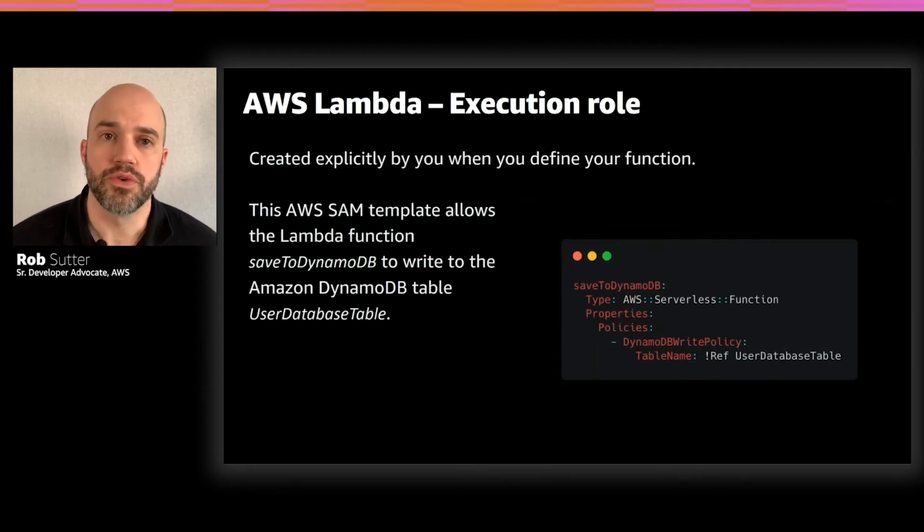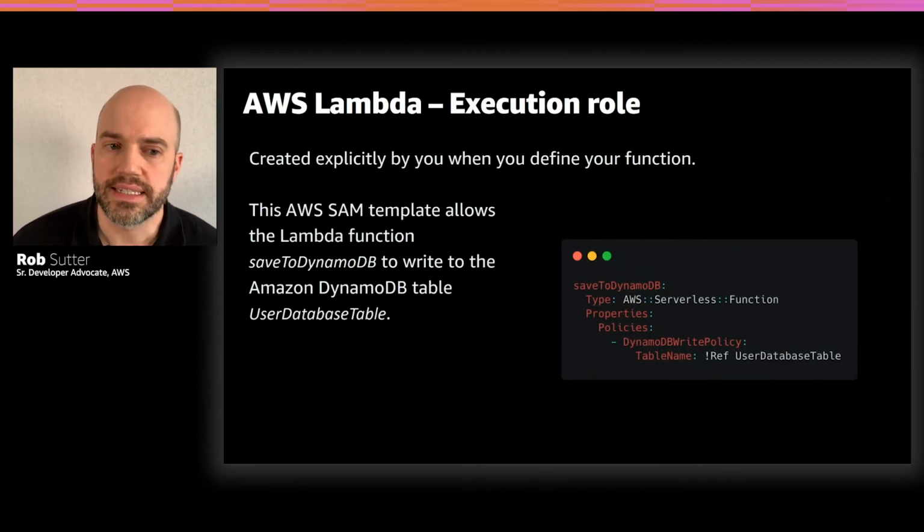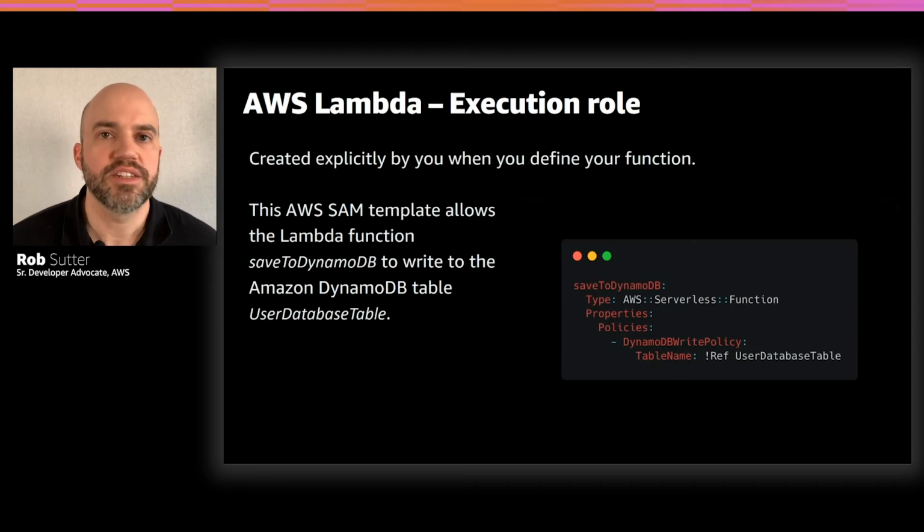On the execution role side, it looks like this. This is one of the managed policy templates that we discussed earlier, the DynamoDB write policy. In this case, our save to DynamoDB Lambda function has permission to write data to the user database table, but it does not have permission to read information from that table.